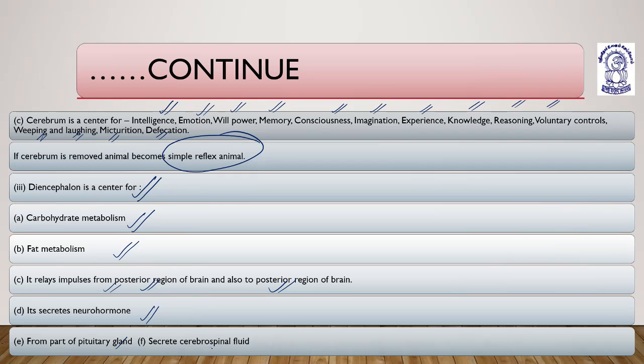Then it helps to secrete cerebrospinal fluid. So it is a center for carbohydrate metabolism and fat metabolism. It relays impulses to and from the posterior region, it secretes neurohormones, it forms part of the pituitary gland, and it helps to secrete cerebrospinal fluid.